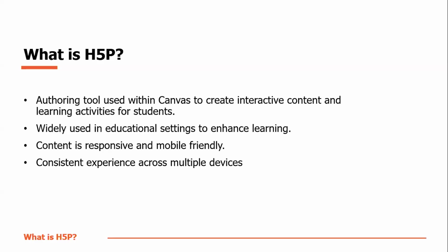So first of all, what is H5P? Essentially H5P is an authoring tool that's used within the Canvas dashboard, and it's used to create interactive content and learning activities for students. And it's now widely used in a lot of educational settings to enhance learning. The content is responsive and mobile friendly, and there's a consistent experience across multiple devices.